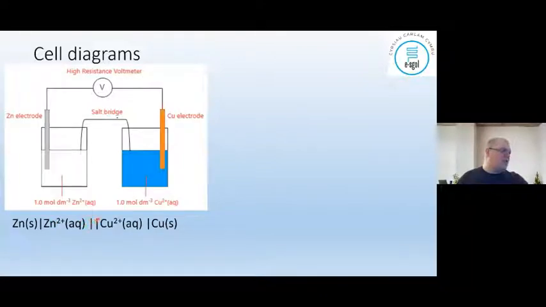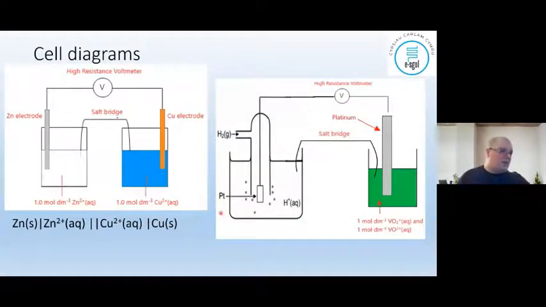We then have a double vertical line to indicate the salt bridge, and then the reduction goes on the other side. So we start with the oxidized form, which is Cu2+ in the aqueous phase, and then a single vertical line, and then we have the reduced form, which is the copper metal, so Cu solid. So that's one example, with both of those being metal electrodes, as I call them.